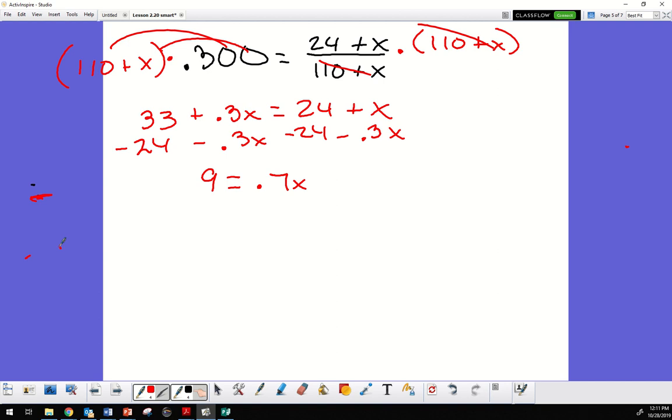Now what? Divide both sides by 0.7. So how many hits? 12 point what? So x has got to be 12.85, but x represents the number of hits, right? We can't have 0.85 of a hit. So it's going to be the next whole number, 13 at-bats.